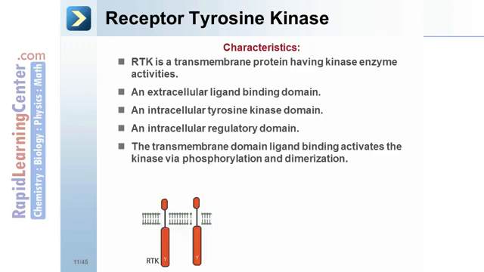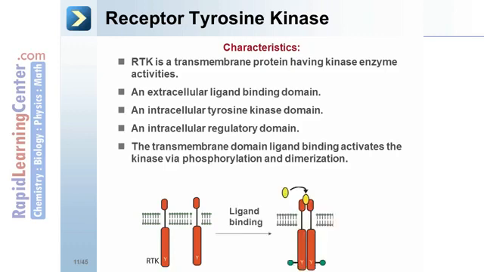Notice in this schematic, this is RTK binding a ligand. It forms a dimer and is phosphorylated. This is the activated form of the RTK.